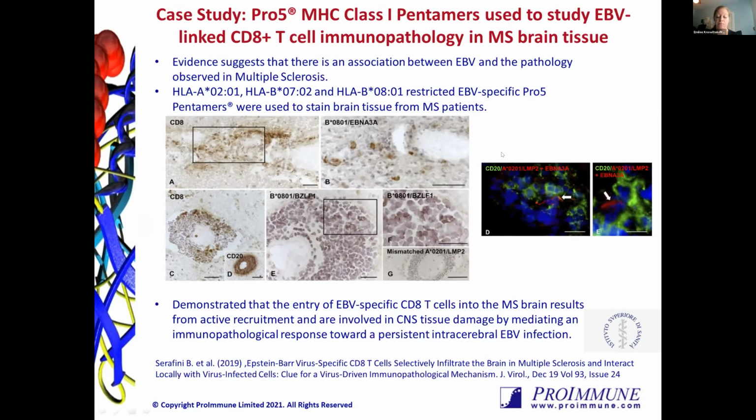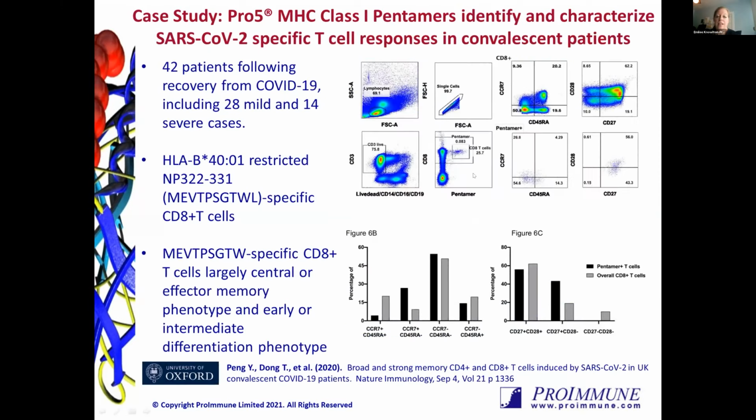And then this last case study also comes out of Oxford, and this is a recent collaboration with our group and Professor Tao Dong's, in which we provided both peptides and pentamers for the characterization of SARS-CoV-2 specific T cells in patients who had recovered from COVID-19. And in this study, they used 28 patients that had mild cases and 14 that had severe cases.